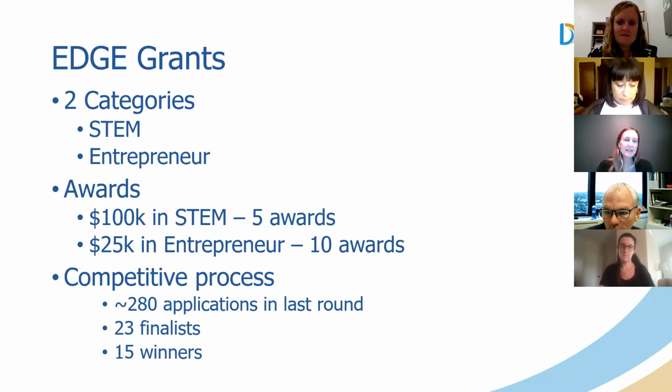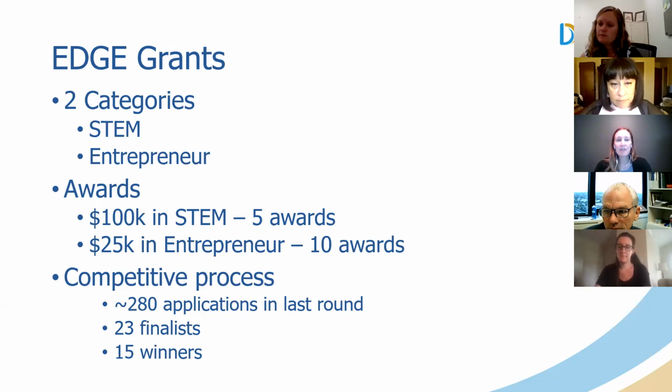So what are the EDGE grants? The EDGE grants are meant to help small businesses gain an edge when they're competing with their larger, more established competitors. We have 2 categories for the grants. One is STEM and one is entrepreneur. Our STEM category is typically your scientifically research-based companies, and then entrepreneur is a really wide spectrum. So it's almost the catch-all of whatever is not STEM is definitely entrepreneur. In the STEM category, we have 5 awards up to $100,000 each. And then in the entrepreneur category, we do 10 awards up to $25,000 each.